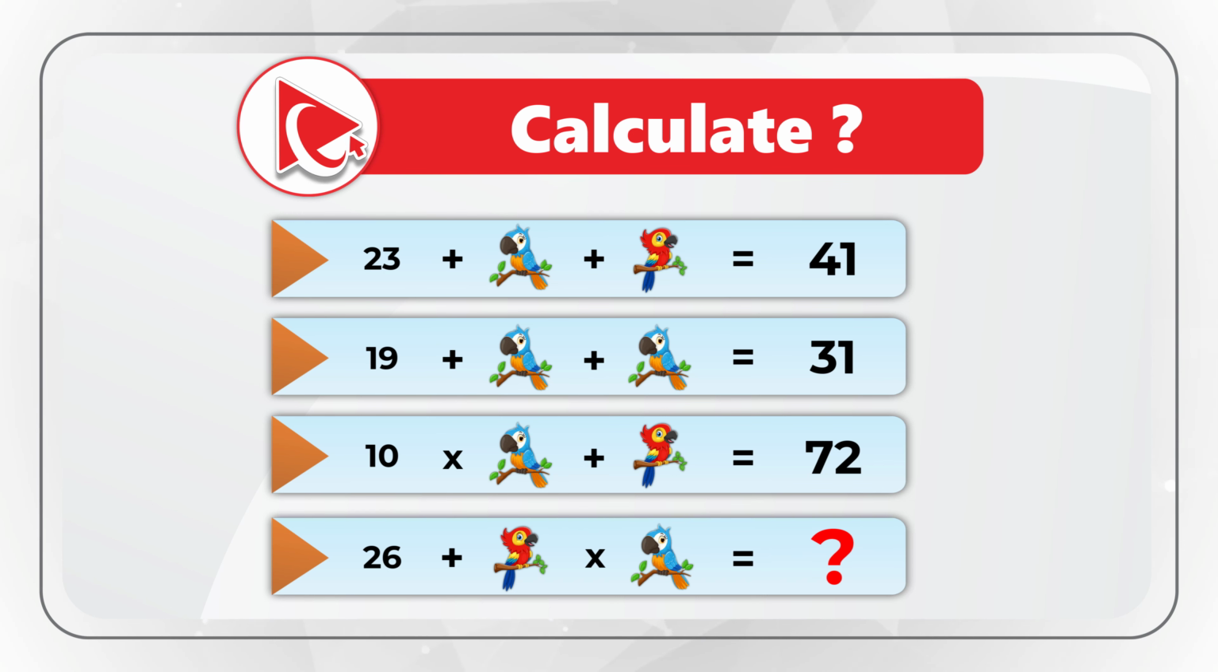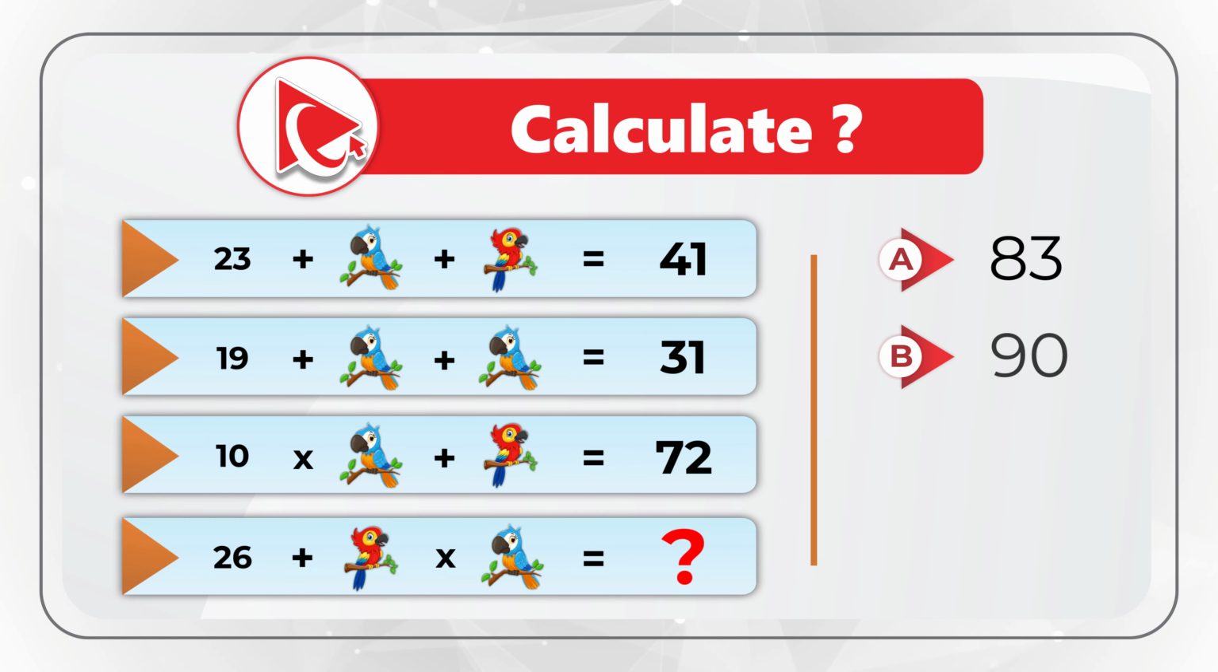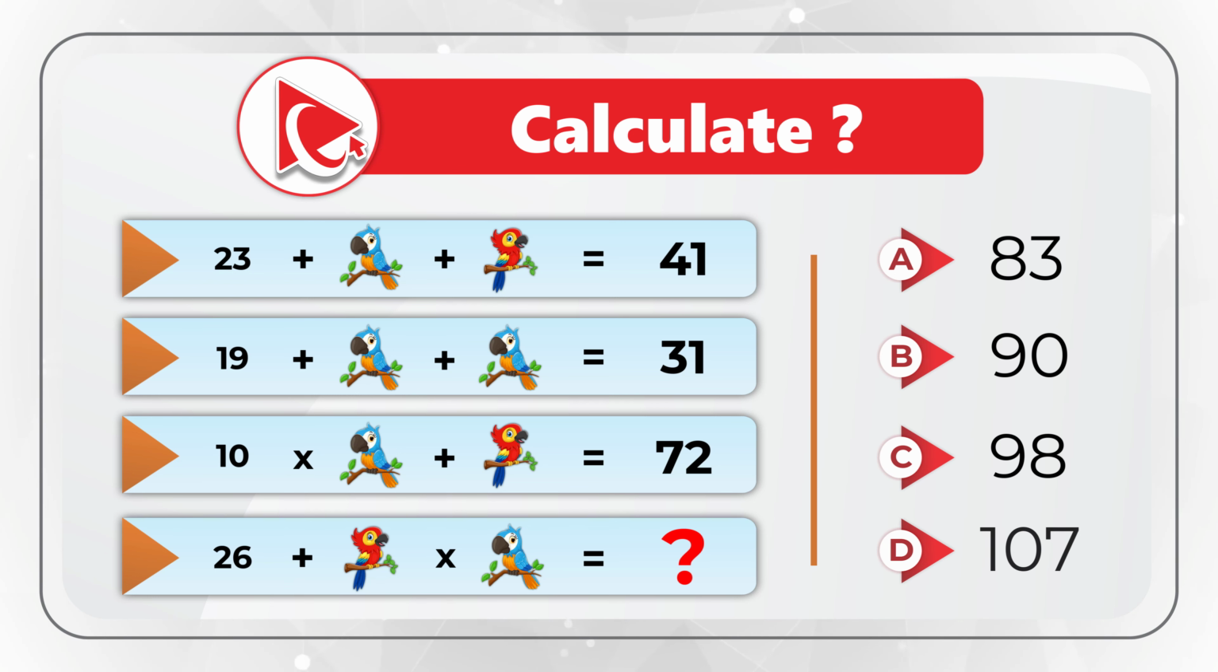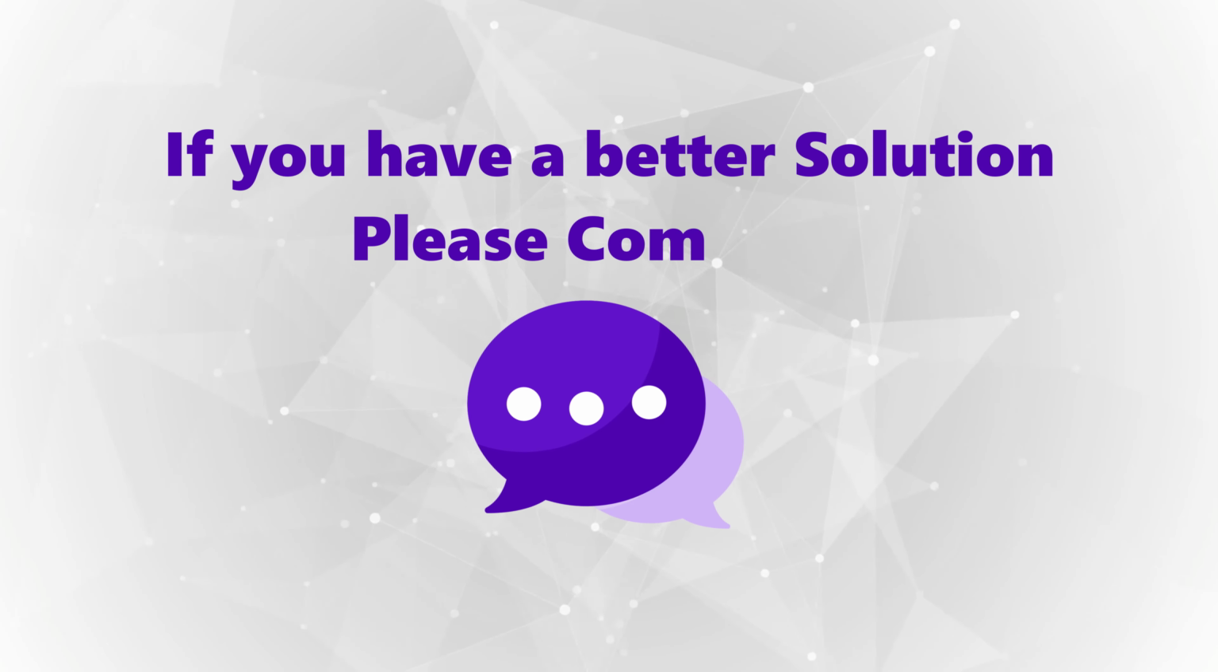You need to select missing value out of 4 possible choices. Choices A, 83, choice B, 90, choice C, 98, and choice D, 107. Take a close look to see if you can calculate the answer. And on my end, I am moving forward to share with you my version of the solution. And obviously, if you have a better way to solve it, please make sure to post in comments so we can all learn.